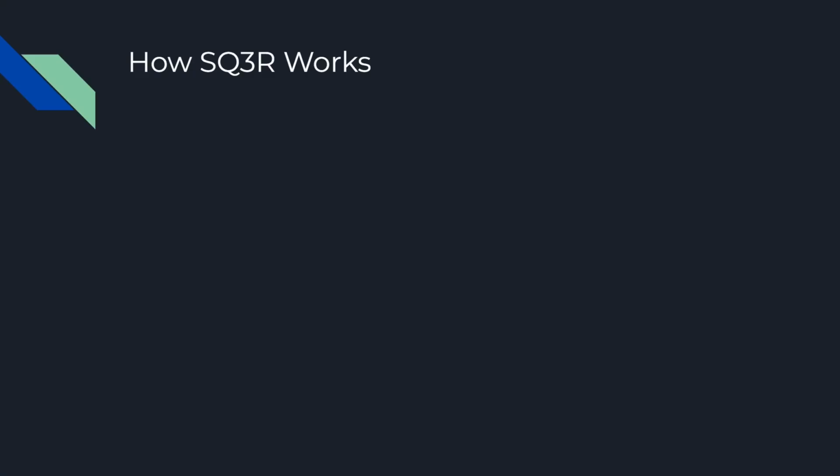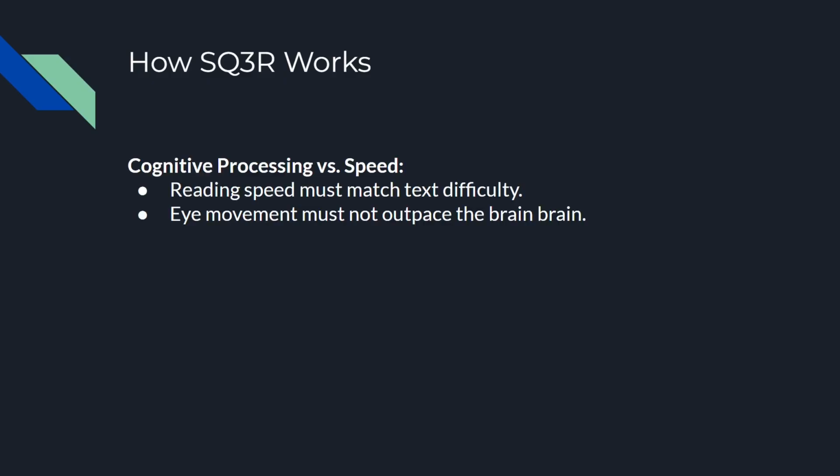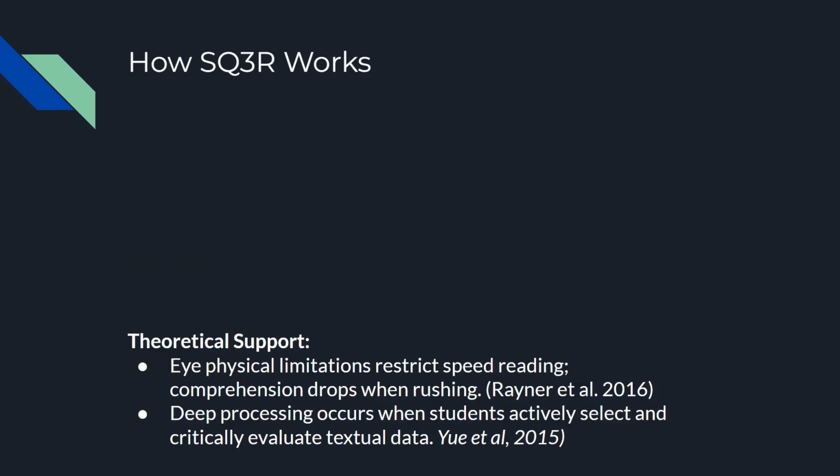To understand why SQ3R is so effective, we have to look at cognitive science. According to research by Rayner et al., 2016, there is a fundamental trade-off between reading speed and reading accuracy. When we rush through complex material, our eyes physically move faster than our brains can process what is in front of us. This completely breaks down our comprehension of what we are trying to learn. But what SQ3R does is it forces us to change our processing speed to match the difficulty of the text.